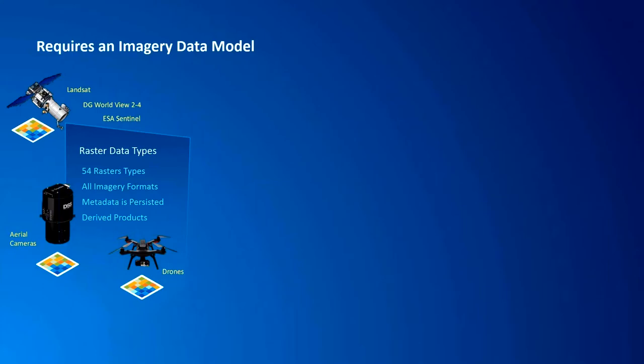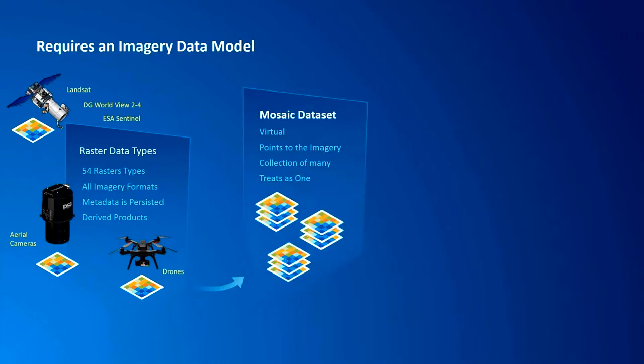As you can see, it works with multiple different raster types, all different imagery formats, and it consistently persists the metadata so you can actually go back and access the individual information. Now, it's called a mosaic data set for a reason, because what it does is it can take all these different images, like we saw over Puerto Rico, took all the thousands of images that covered the island, but it allows you to treat all of those images like it's just one big image. It can even seamlessly color balance those imagery to make a true virtual mosaic.